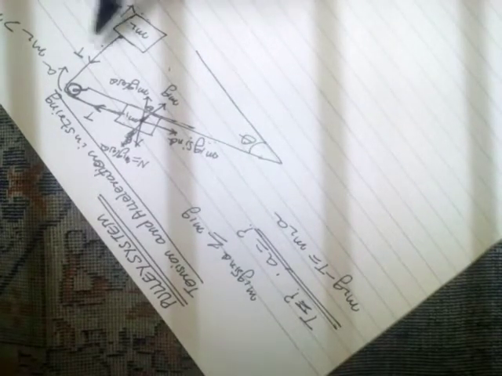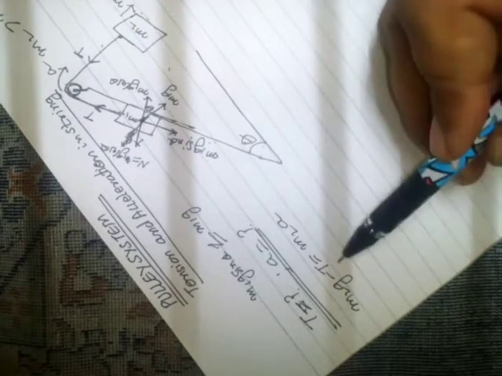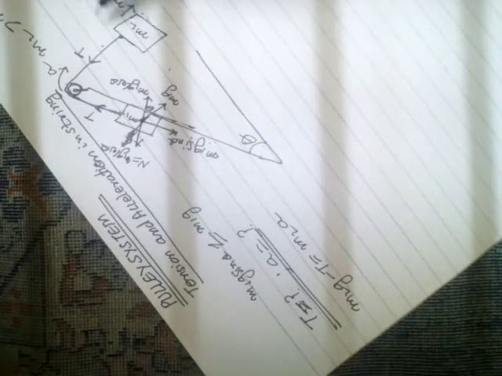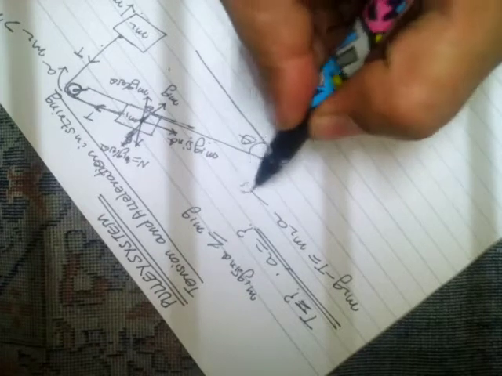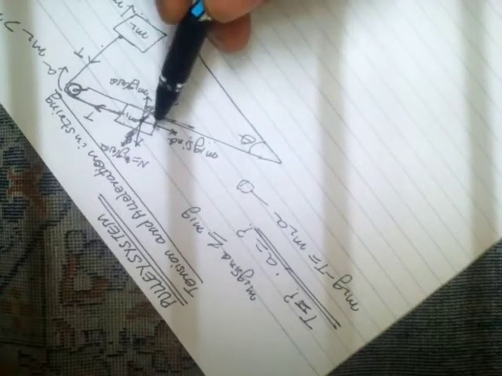So m2g force downward, T force upward. The force difference is m2g minus T, and this force difference would create an acceleration a to the mass m2, which is equal to m2a. This is equation 1.